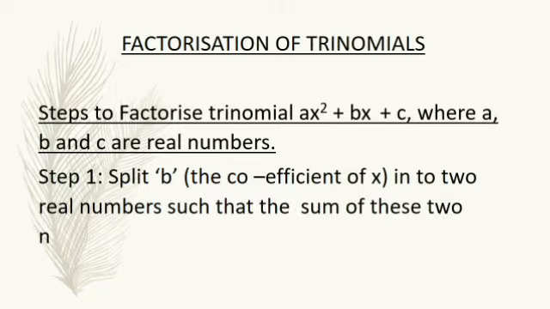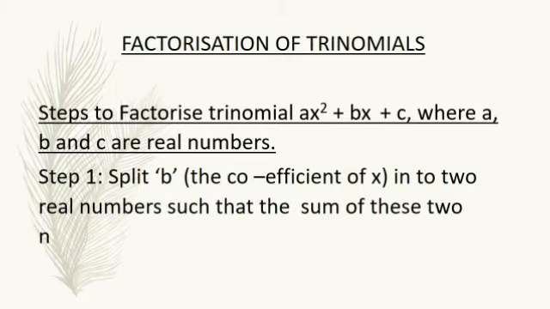Step 2. Factorize by grouping method. After splitting the middle term into two terms, we can easily apply the grouping method of factorization. Let us go through an example. Factorize x square plus 5x plus 6. Here we have a is equal to 1, b is equal to 5, c is equal to 6, and ac is equal to 1 into 6, that is also equal to 6.